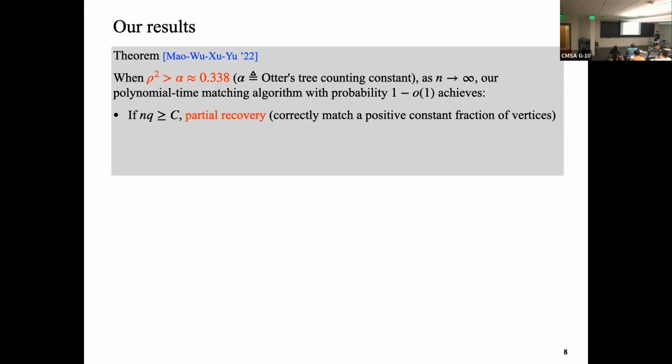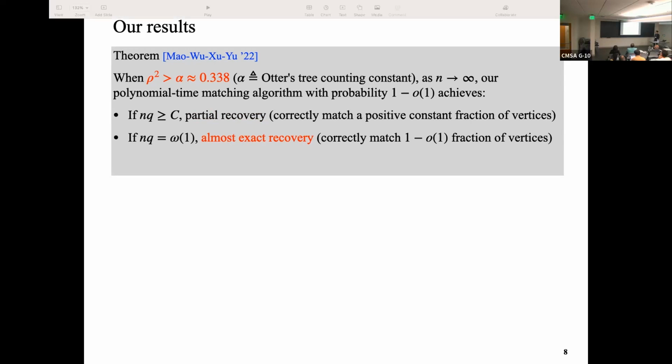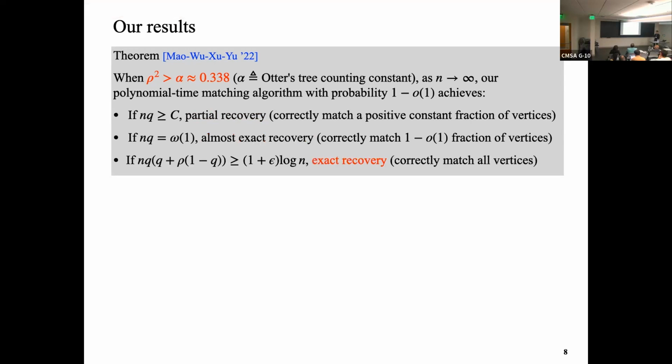Okay, so let me formally state the results. The result is under the condition I stated. There is a polynomial time matching algorithm that succeeds with high probability in the following sense. If the average degree is bigger than a constant, then partial recovery is achieved, in the sense that a positive fraction of the vertices is correctly matched. If the degree goes to infinity, then all but a vanishing fraction of the vertices is matched. Then, under an extra condition that is actually information theoretically necessary, you can match all the vertices simultaneously with high probability.